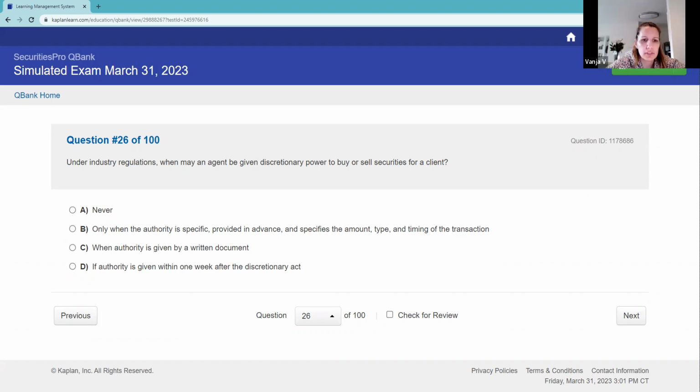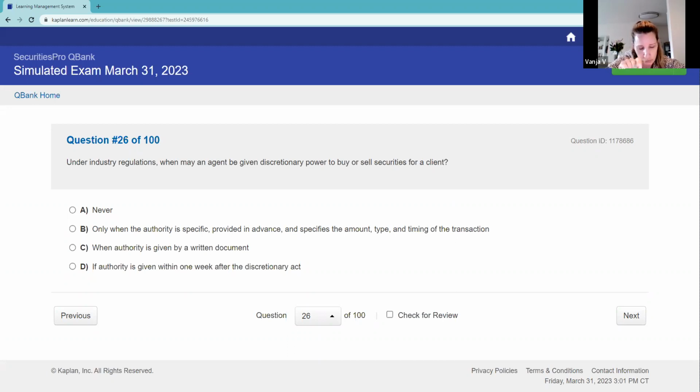Never. Only when the authority is specific, provided in advance, and it specifies the amount, type, and timing of the transaction. When authority is given by written document, if authority is given within 1 week after the discretionary act. And this is when the agent is a broker dealer. That's correct, definitely not D. It has to be given in a written document.